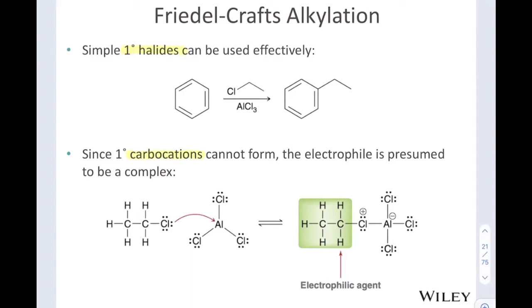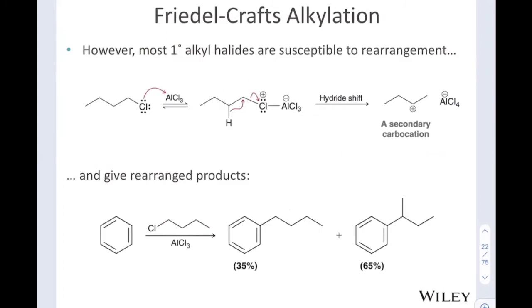And the way that this happens is that the electrophile, our carbocation, is presumed to be part of a complex. So I hope you're thinking, but wait, if we have a carbocation, isn't that susceptible to rearrangement? And the answer is yes. So if you want to add a 4-carbon chain to a benzene ring and you want to add it at the end of the chain, we will not be able to have that happen.